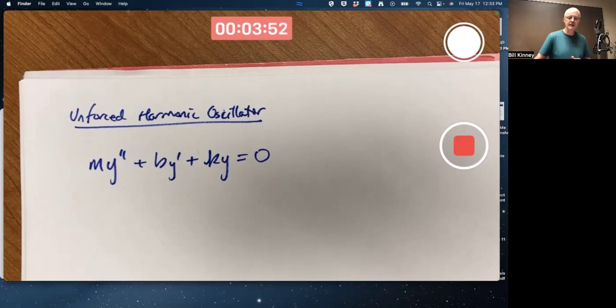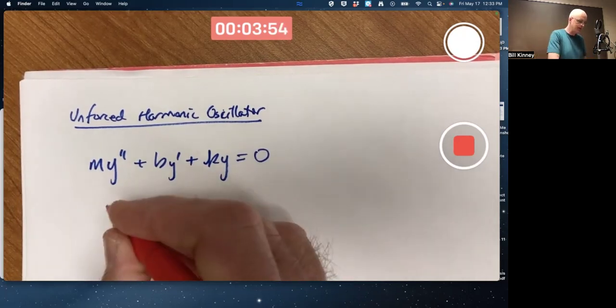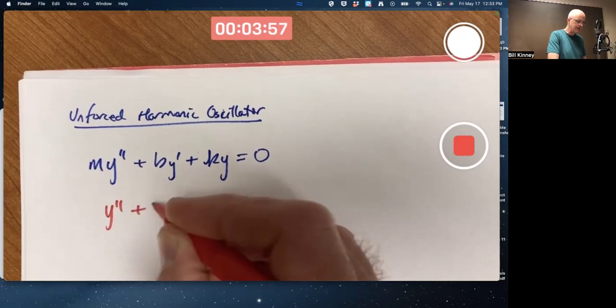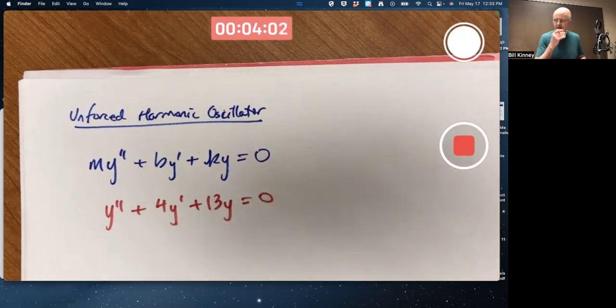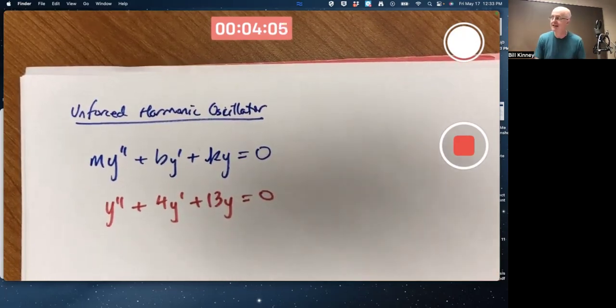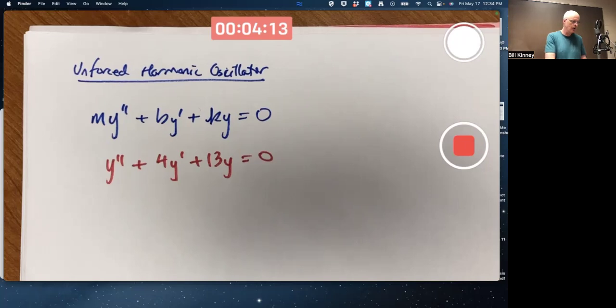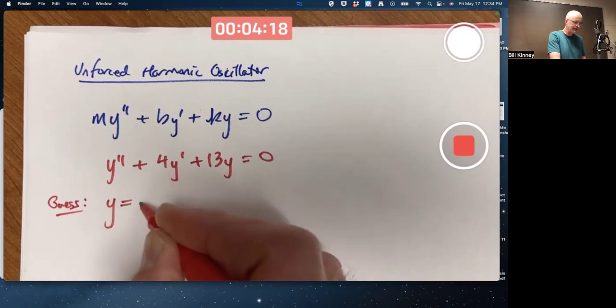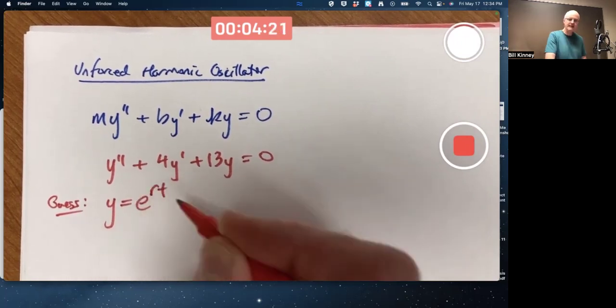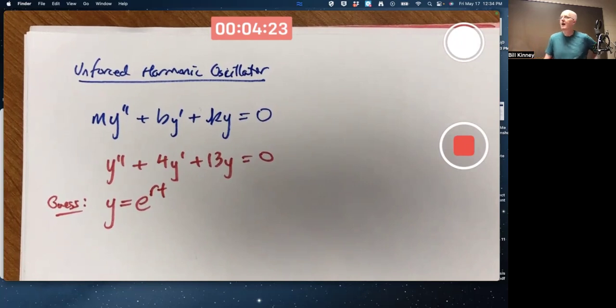Let's go ahead and take a particular example. Let's take M to be 1, B to be 4, and K to be 13. I'm picking those numbers because it works out nicely and has complex number eigenvalues. What do we end up doing to try to solve this equation? Like we did last time, you guess. And the thing to guess is an exponential function of t, e to the rt, where r is an unknown constant. And we try to solve for r.